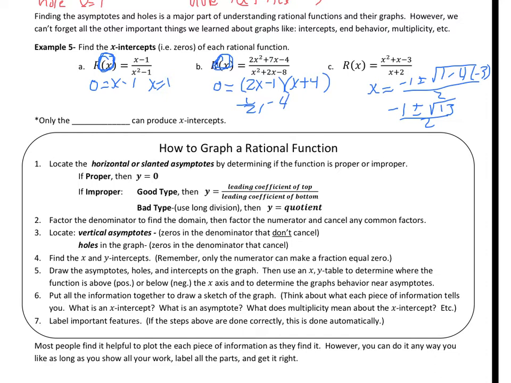Then we need to find our x and y intercepts. Then we draw our asymptotes, the holes and the intercepts on the graph. Then we can use a small xy table to determine a couple of points so we can figure out where the function is positive, above the x-axis, or negative, below the x-axis. Then we put it all together and start sketching that graph. Oftentimes you'll be asked to label the important features, like label the x-intercepts, label the asymptotes, things like that.